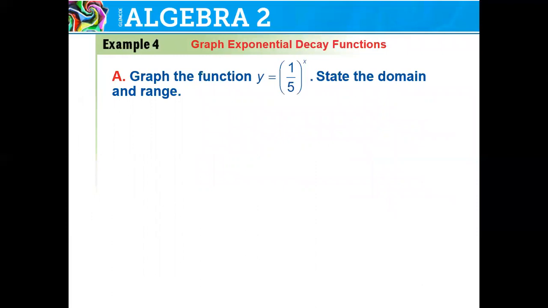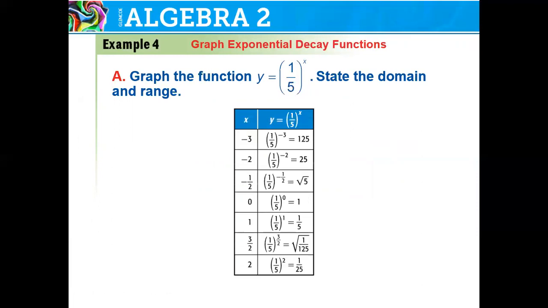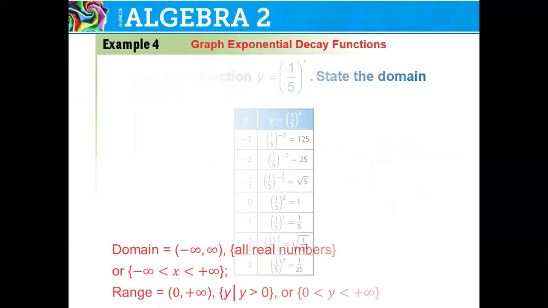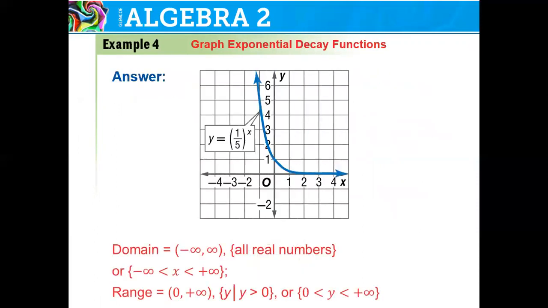Let's see our example. It says graph y equals (1/5) to the power of x. Because 1/5 is between 0 and 1, we know that we're graphing an exponential decay function. Again, we're going to use a table to graph it, and this is how the graph will look, which is similar to the parent function. The domain is all real numbers, and the range is y greater than 0, because I have an asymptote, which is my x-axis.